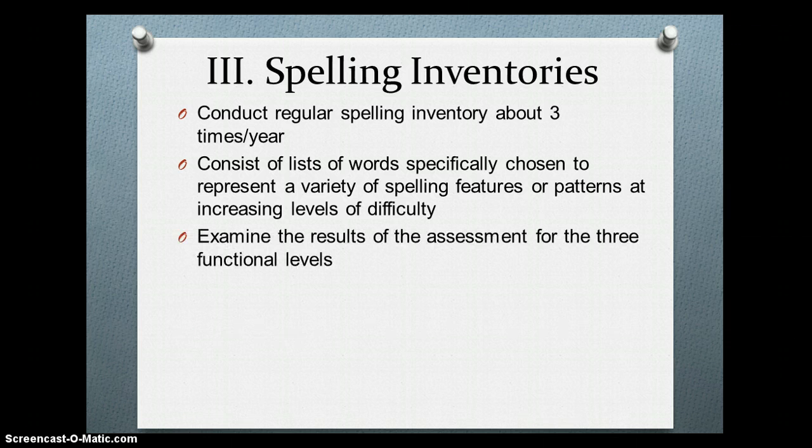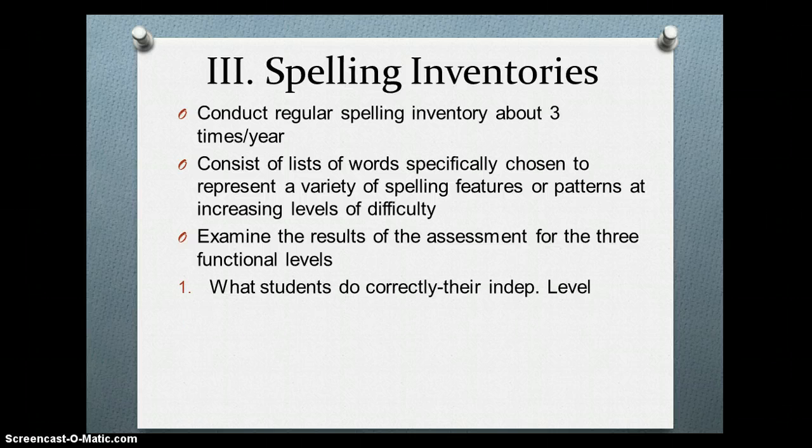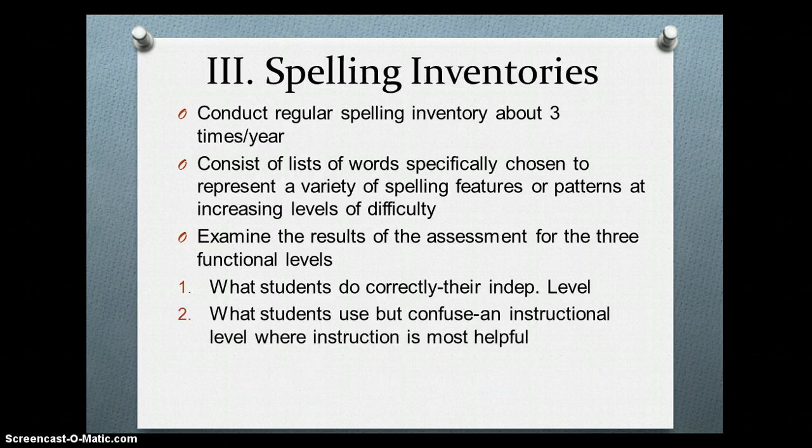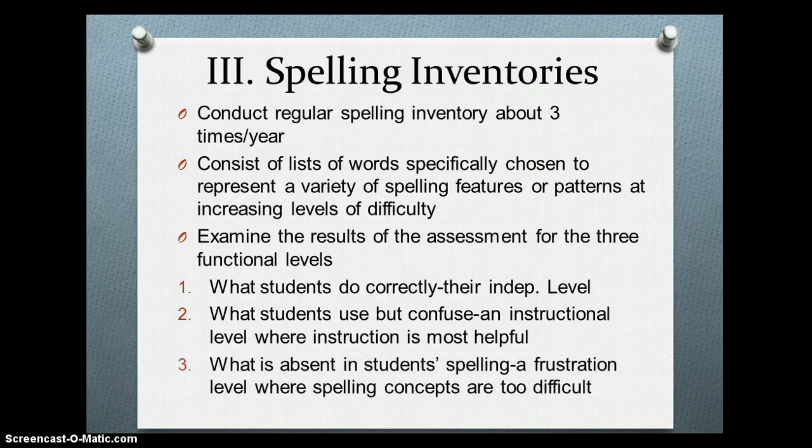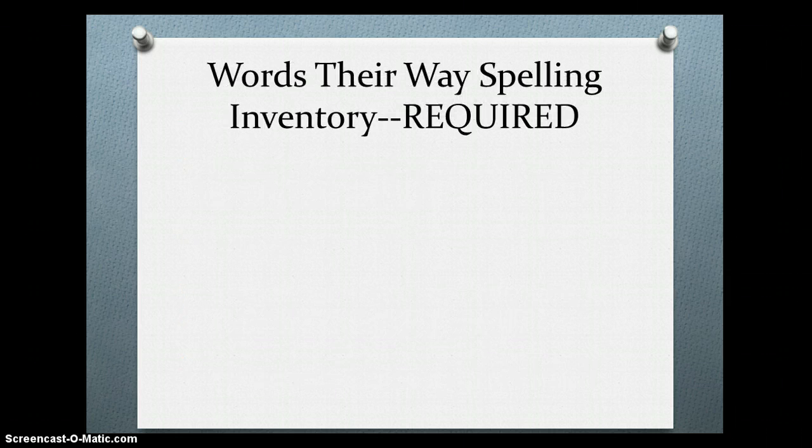You want to examine the results of the assessment for the 3 functional levels. Those are what students do correctly, or their independent level; what students use but confuse, that would be their instructional level, where instruction is most helpful; and what is absent in students' spelling, that would be their frustration level. So just like reading, when you give the spelling inventory, you want to examine the results to find their independent, instructional, and frustration levels.